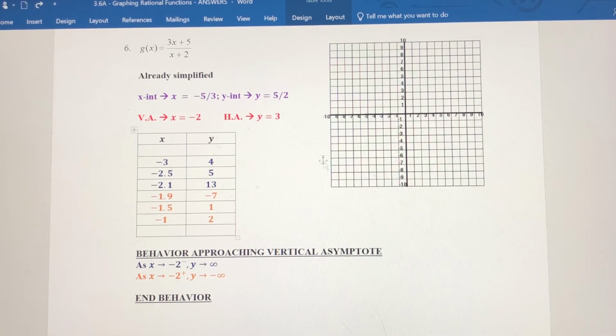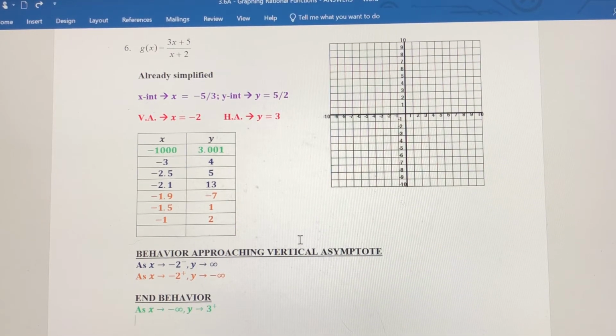So for the end behavior, again, we just want to plug in a really large negative number here and see what happens. Remember, we should be approaching 3. It's just a matter of which direction we're coming from. So as x approaches negative infinity, as x gets negative going to the left over here, we get positive 3.001. So it looks like we're coming from above. Okay, as x approaches negative infinity, y is going to approach 3 from above.